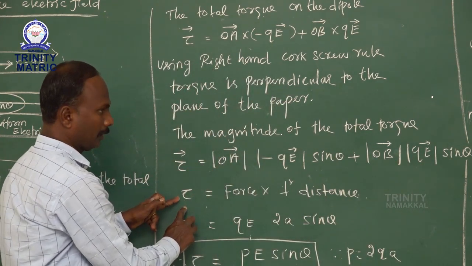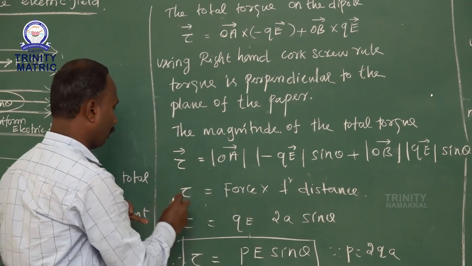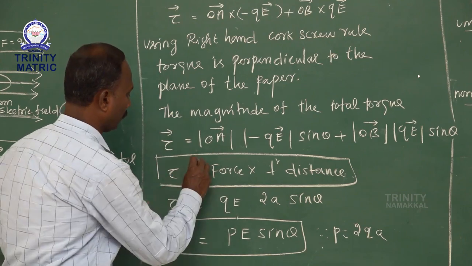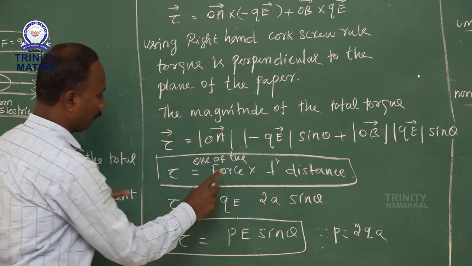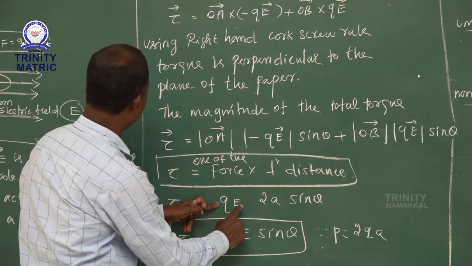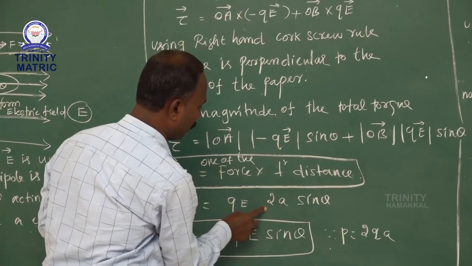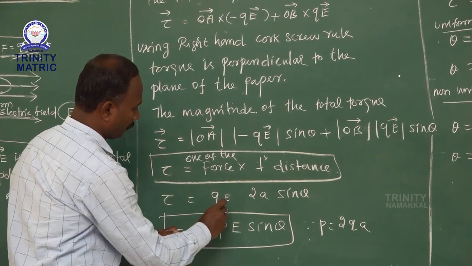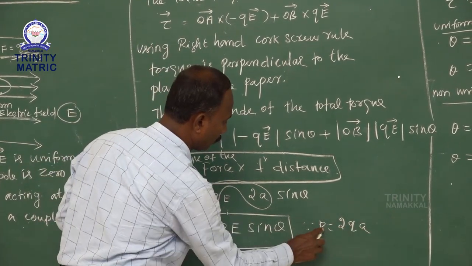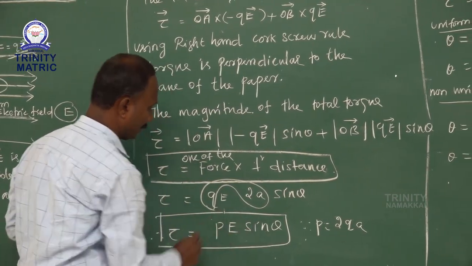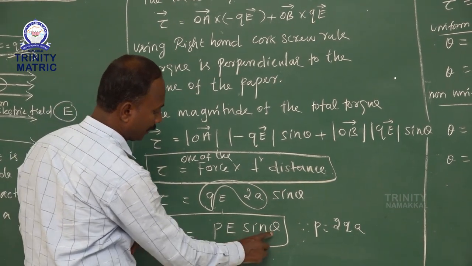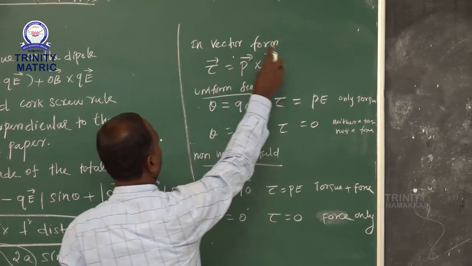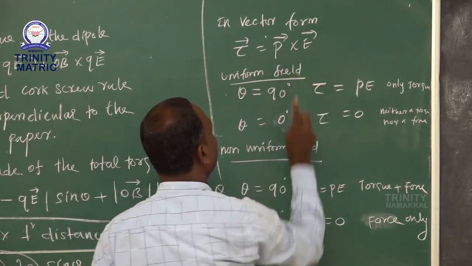Now we calculate for any one charge. Let us consider the positive charge. The force is QE and the perpendicular distance is 2A sin theta. So tau is equal to Q into 2A, which is the dipole moment P, times E sin theta. So torque tau is equal to PE sin theta, which is the magnitude of torque in the uniform electric field. The torque in vector form, tau vector is equal to P vector cross E vector.